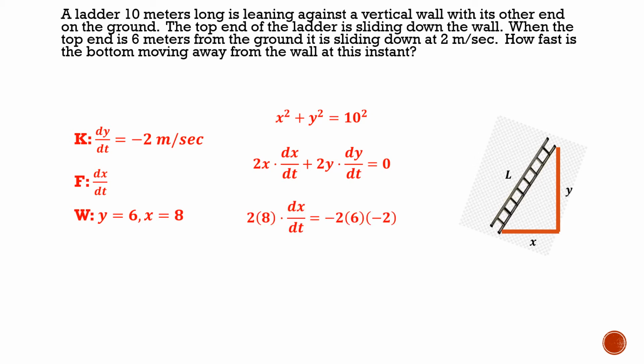All right, now plugging in my values, I get 2 times 8 dx/dt equals, and I went ahead and moved the y stuff to the other side, so negative 2 times y, which was 6, times dy/dt, which was negative 2. Now solving for dx/dt, I get 16 dx/dt equals 24, or dx/dt equals 3/2 meters per second.